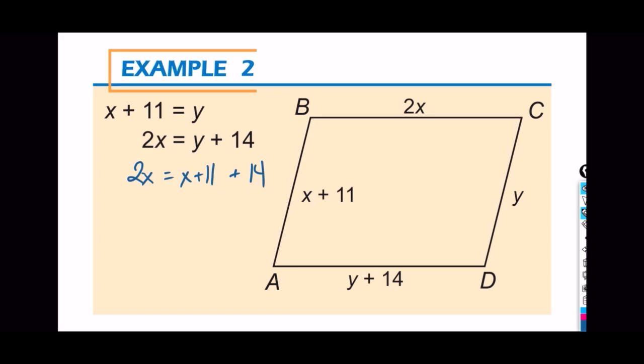Now I'm going to subtract x from both sides, like so. And so I'm going to get x on the left, and then when I combine 11 and 14, I get 25. So x is equal to 25. To find y, I simply go back and put the x in there, and y is going to be equal to 25 plus 11, and that's 36. And so for our final answer, x is equal to 25, and y is equal to 36. So for that example, if x equals 25 and y equals 36, that figure is a parallelogram.